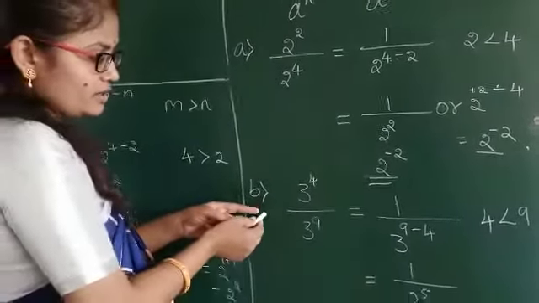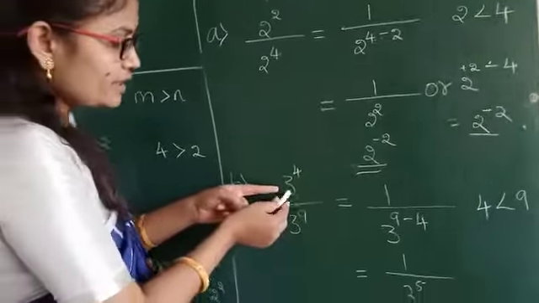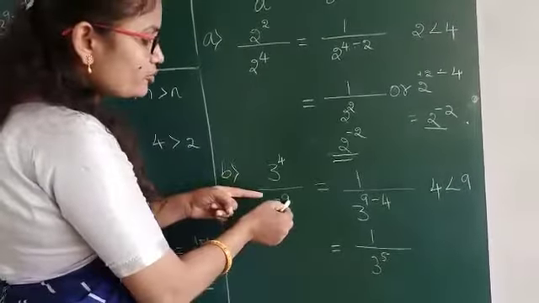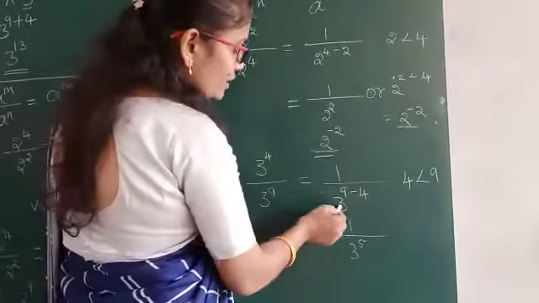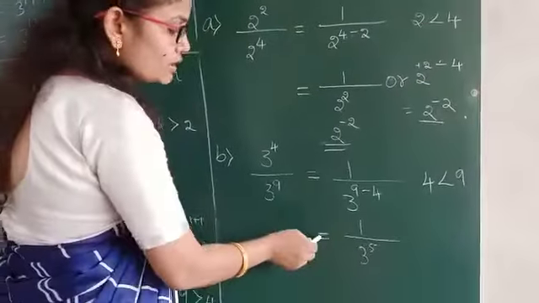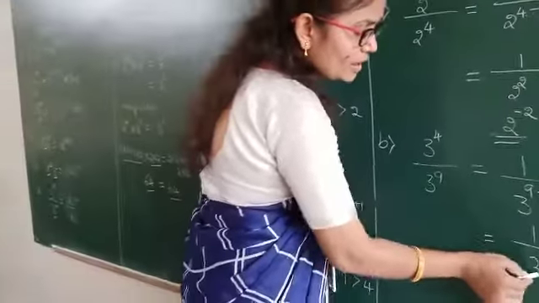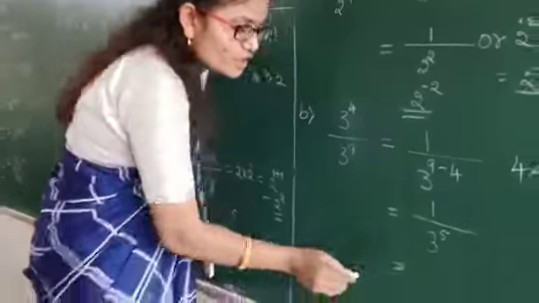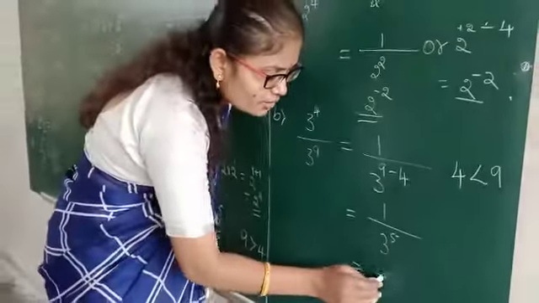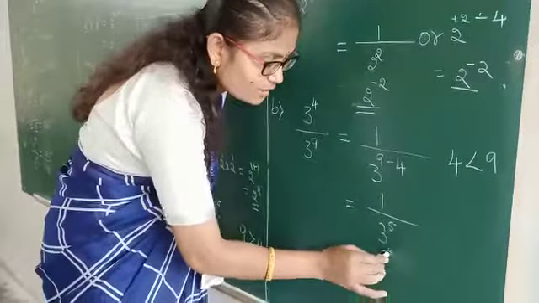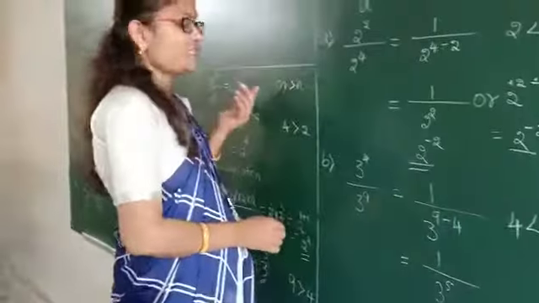See, in the same way, one more example I can take here. 3 to the power of 4 by 3 to the power of 9 is equal to 1 by 3 to the power of 9 minus 4, which is also equal to 1 by 3 to the power of 5. If you take the reciprocal of this, you are going to get 3 to the power of minus 5, or you can apply this exponent law also.